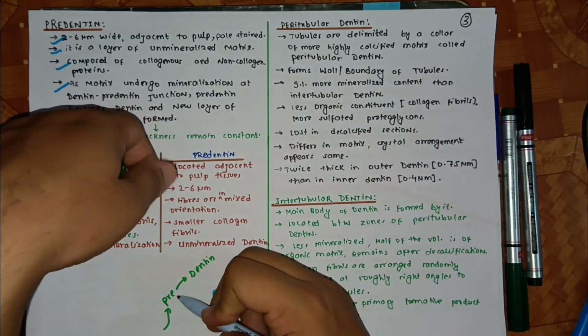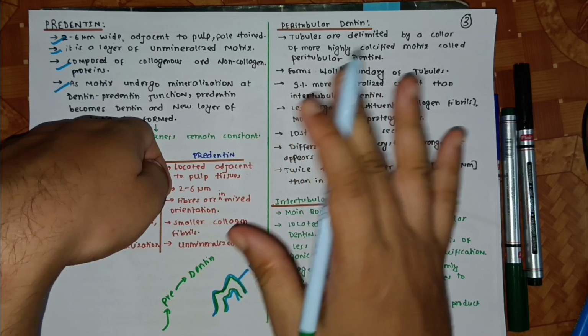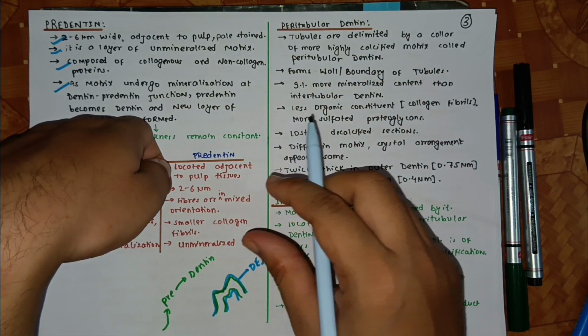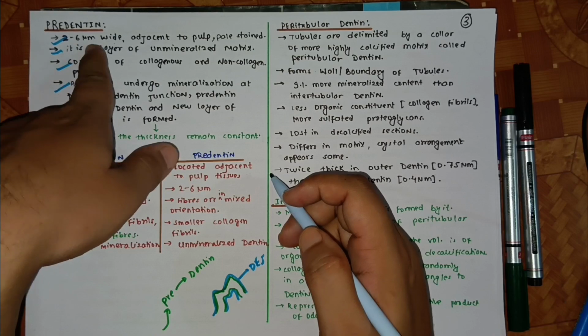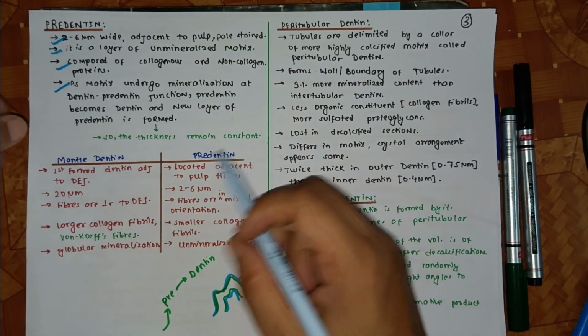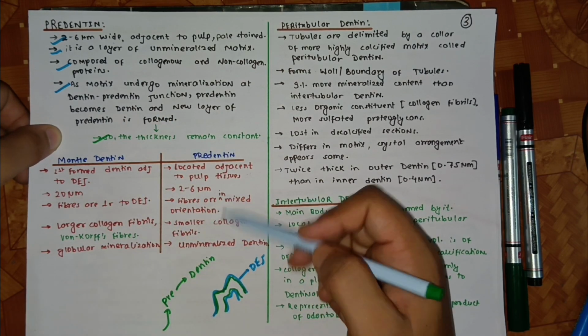If the predentin changes into the dentin, the new predentin layer is formed. So the new layer of the unmineralized matrix is formed, that is 2 to 6 micrometers wide. So it is always constant, you should remember that. The thickness is always constant, and I have written the difference between the mantle dentin and the predentin.